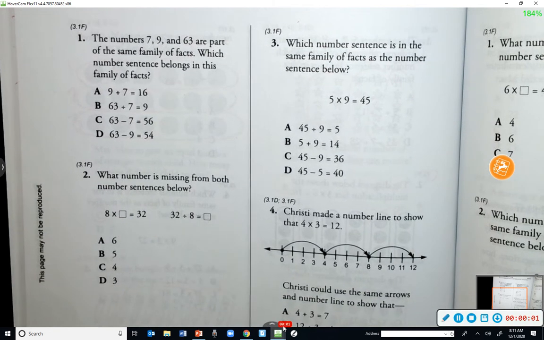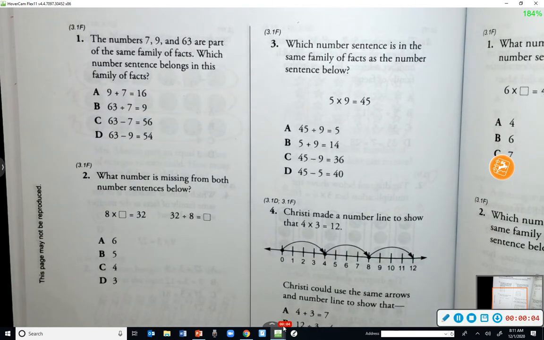Okay, good morning class. We're doing page 70 for our math warm-up in our Star Master book. So make sure you've done that before you watch this video on how to solve and the correct answers.